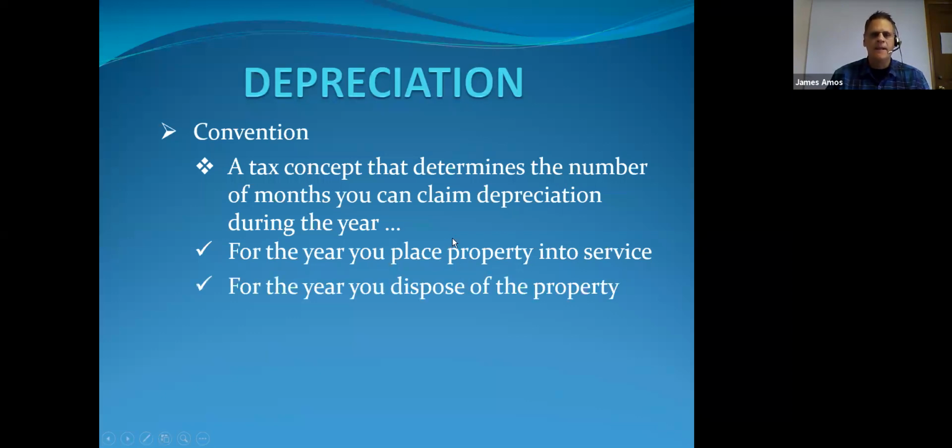That's the key. So this only applies to the first year and the last year that you have that property, that you're using that property for business. So for the year you place it in service, the first year, or the year you dispose of the property, last year. That's what this concept does, is tells you how many months during that year do you actually get to claim depreciation on it. So that's all convention does.